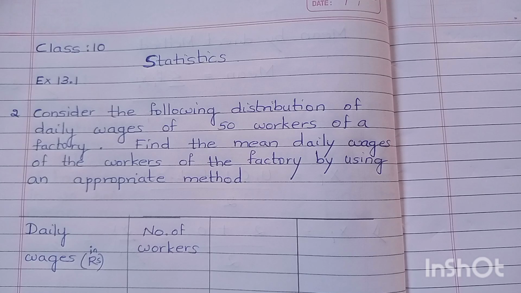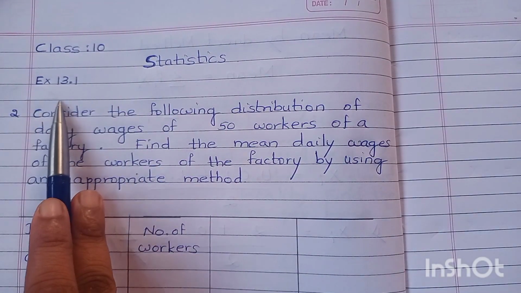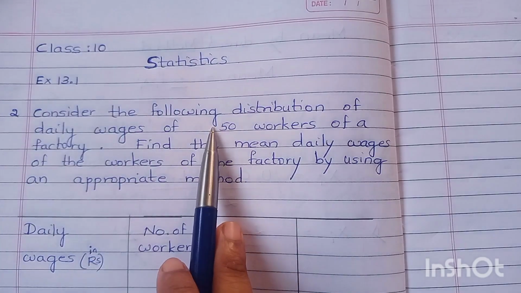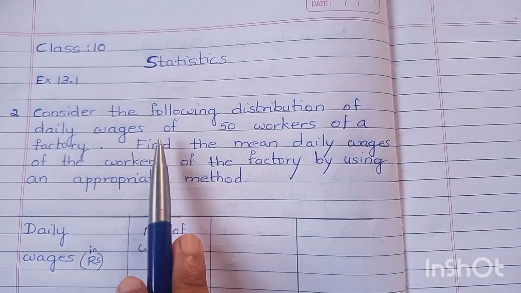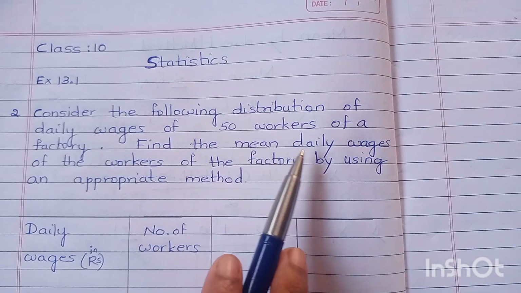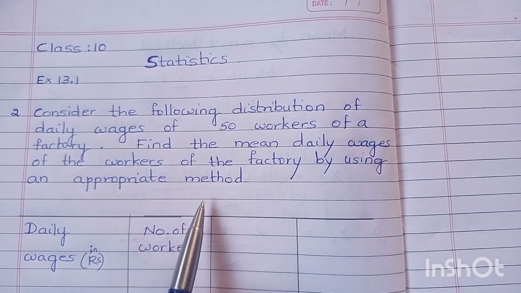Today we are solving the problems on class 10th NCERT syllabus and the lesson name is Statistics. Exercise 13.1 second question. Consider the following distribution of the daily wages of 50 workers of a factory. Find the mean daily wages of the workers of the factory by using an appropriate method.